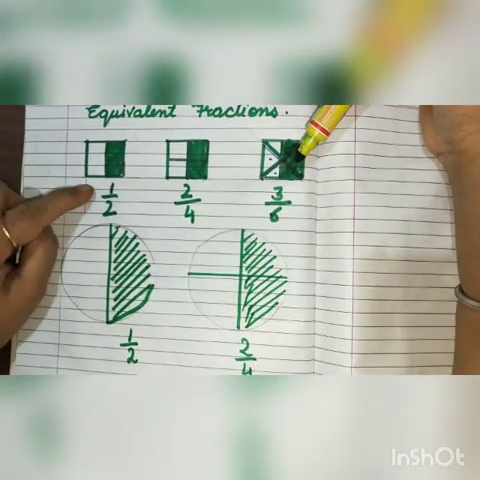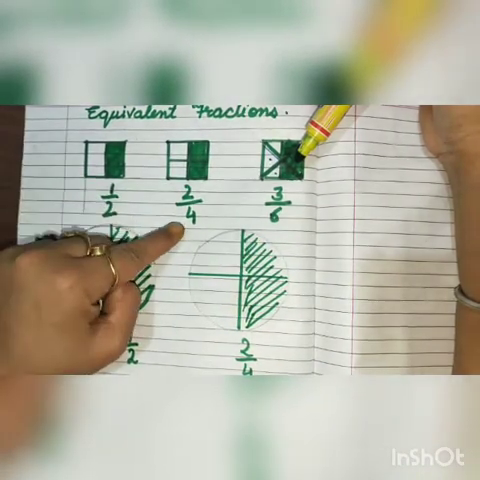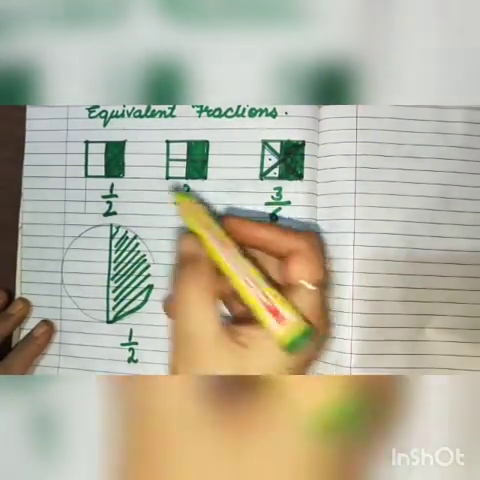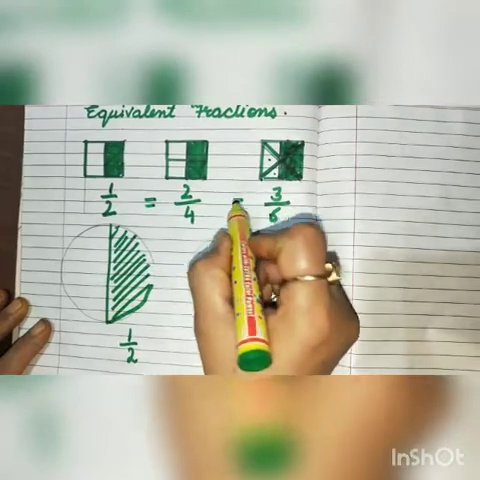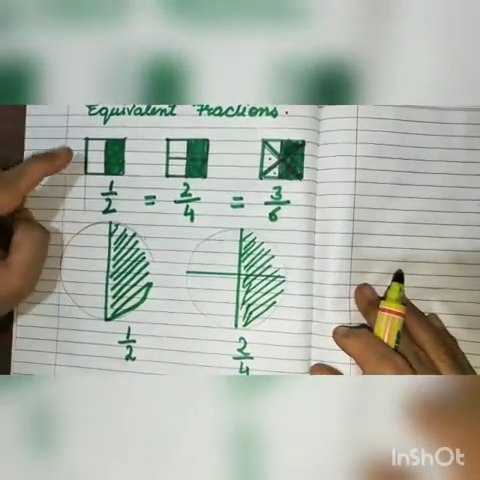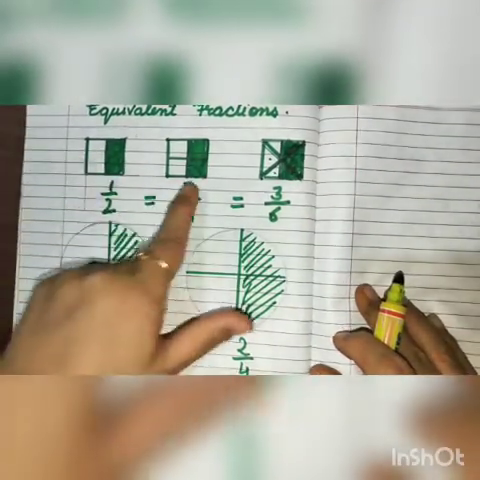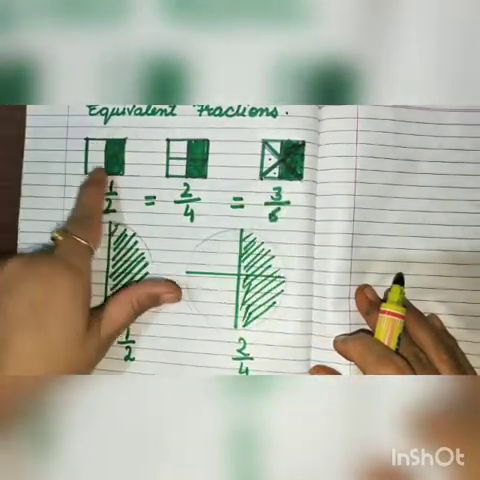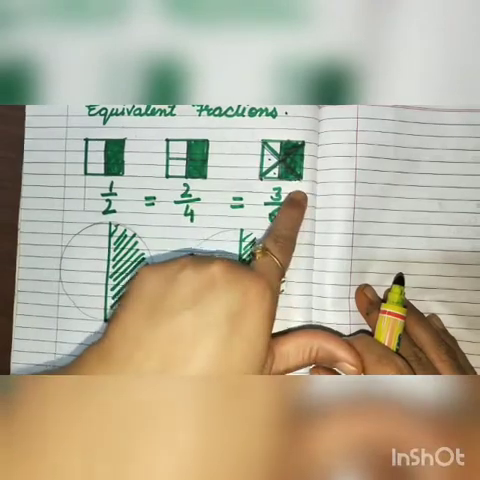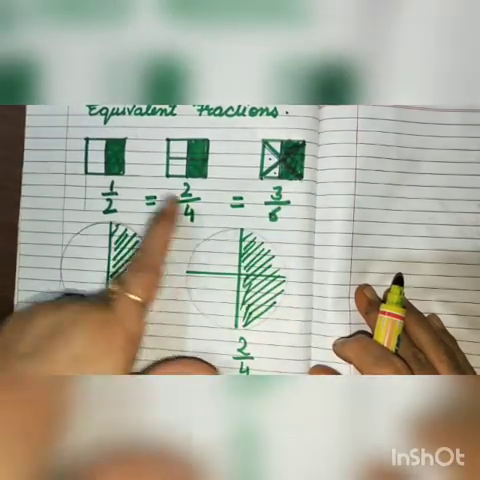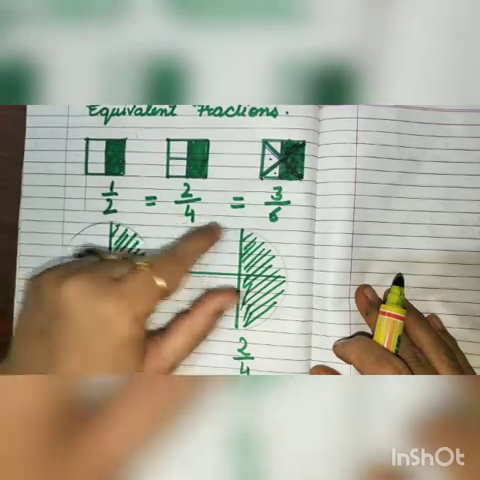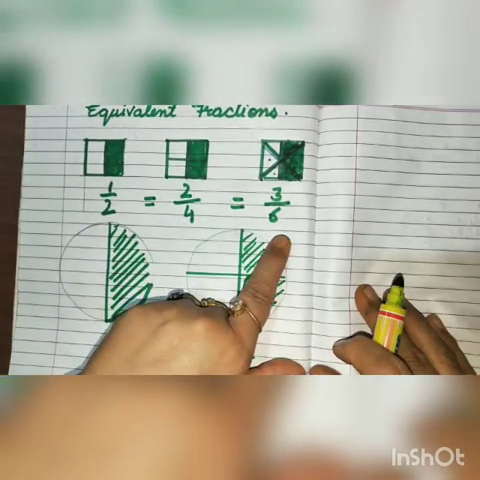The fraction of this square is 1 by 2. This is 2 by 4. This is 3 by 6. It means all these fractions are equal. Why are these equal? Because I have shaded equally in these 3 squares. Equally. देखो इसमें भी आधा है, इसमें भी आधा है, इसमें भी आधा है. जो इसका फ्रैक्शन है, इसका फ्रैक्शन है, इसका फ्रैक्शन है, तीनों फ्रैक्शन क्या होंगे? इक्वल. So these are called equivalent fractions.